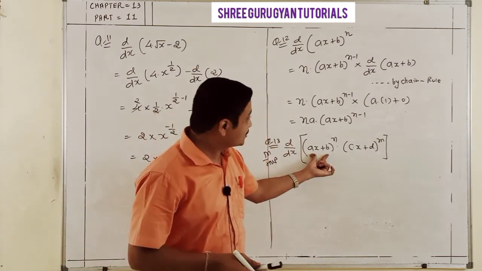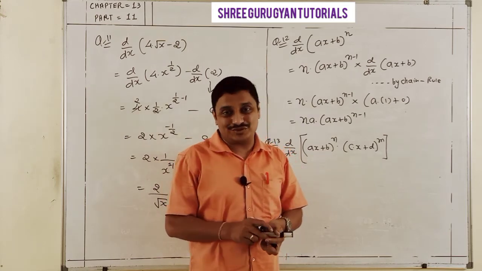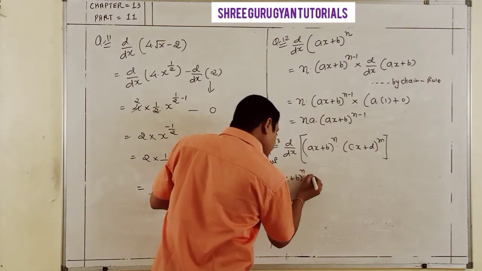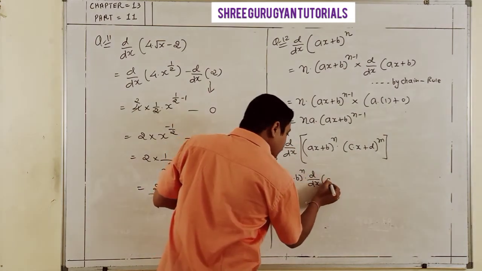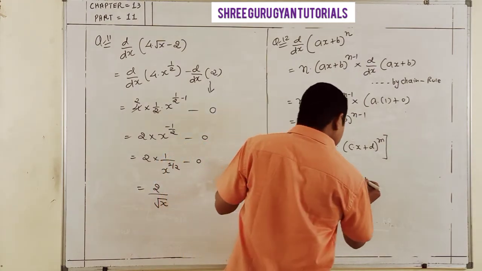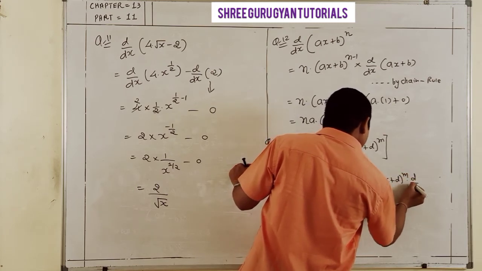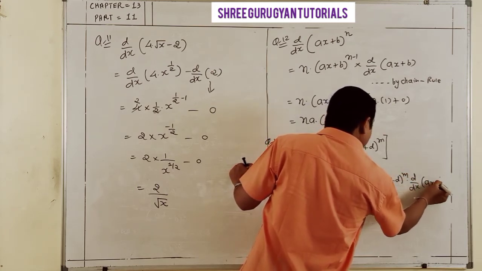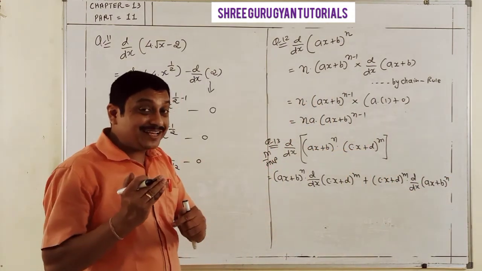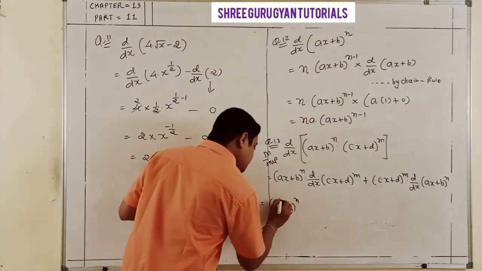Does this question already repeat here? I will show it in the product form first of all. By the working rule: first function times the derivative of the second, plus second function times the derivative of the first. So (ax + b) raised to n times d/dx of (cx + d) raised to m, plus (cx + d) raised to m times d/dx of (ax + b) raised to n, operating the formula by chain rule.